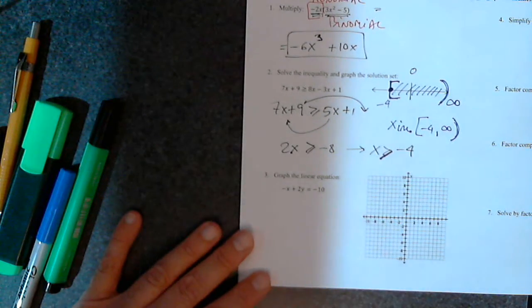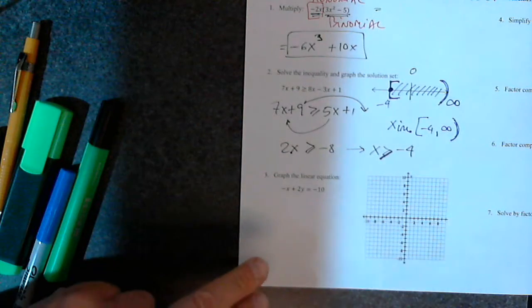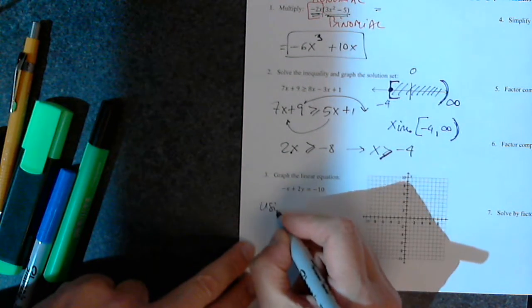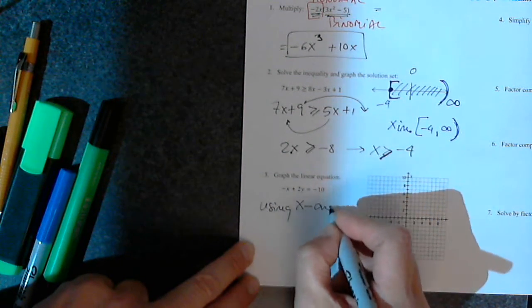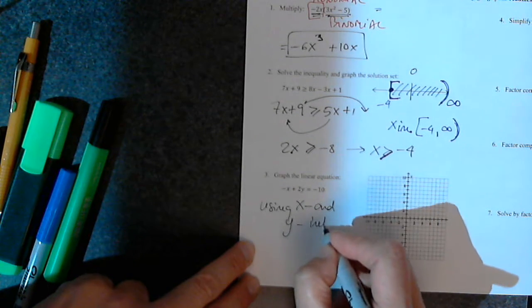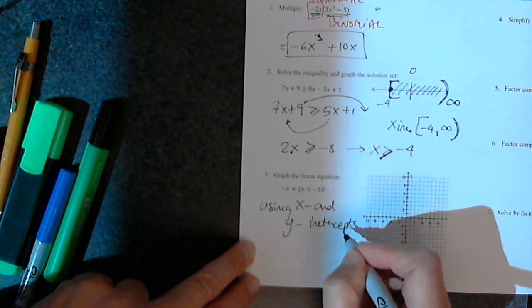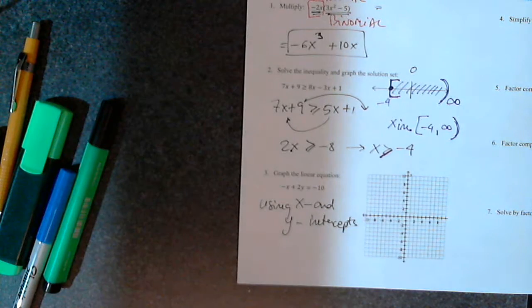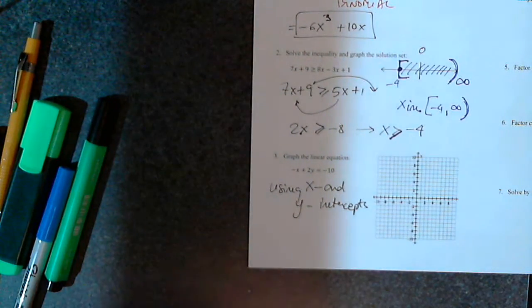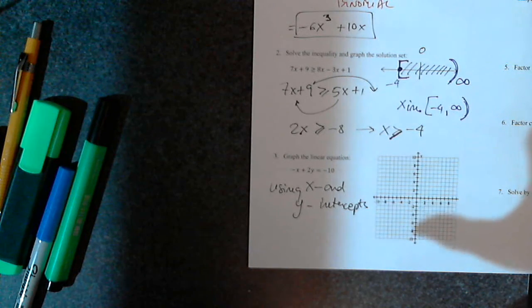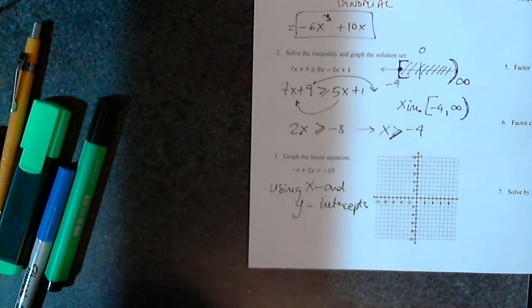Graph the linear equation. I will specifically request using x and y intercepts. Using x and y intercepts. How do I find the x-intercept for any graph, for any function? You want to get x by itself on one side. No, that's not what I'm trying to do. I'm not saying it's wrong at all. But that's not what I want to do.